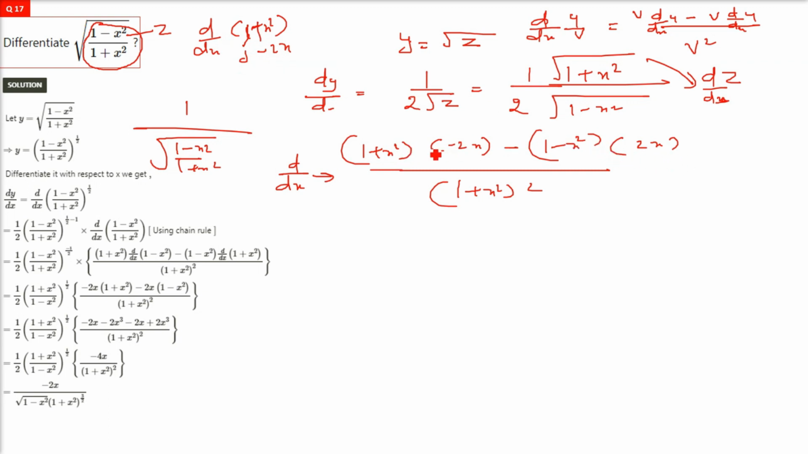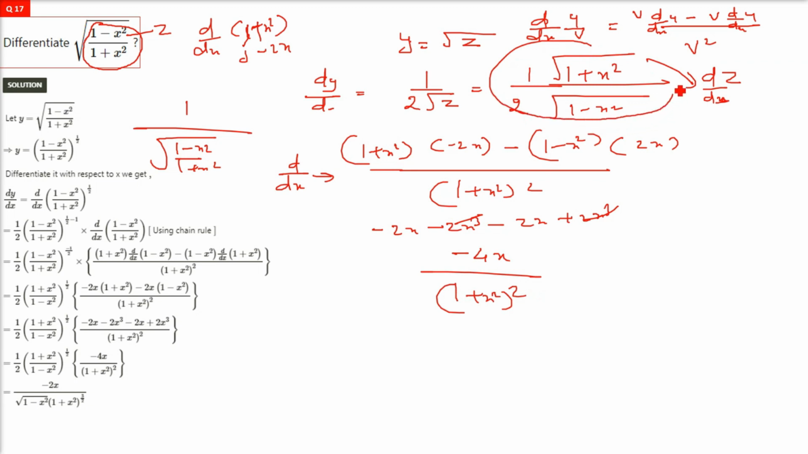Now you can just open this in the numerator and see what comes. Minus 2x and minus 2x cube, and here we have minus 2x and plus 2x cube. So minus 2x cube and plus 2x cube get cancelled. Minus 2x and minus 2x will give you minus 4x. In the denominator it is (1 plus x square) whole square. And this was already there, which I just rounded up, this was already there, 1 by 2.